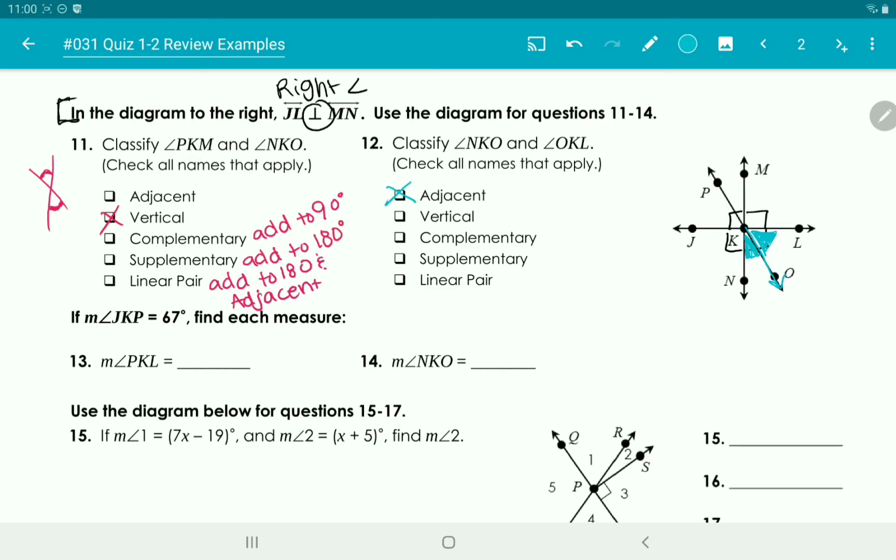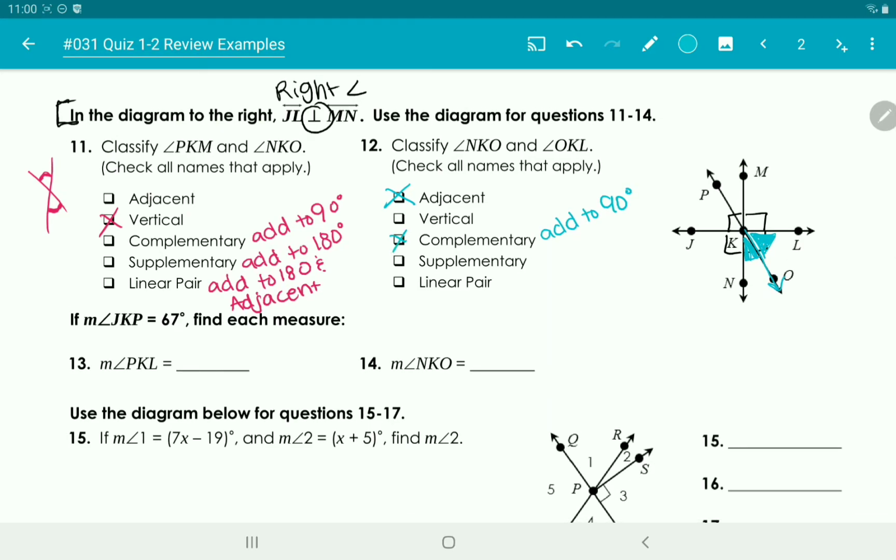Vertical means that they're directly across from each other. They are not directly across from each other since they are adjacent and touch each other, so they can't be vertical. Complementary, again, means they add to 90 degrees. You can see here that they make up this 90-degree angle that we already said was 90 degrees. It's a right angle. So they do add together to give you 90 degrees. So they're complementary angles.